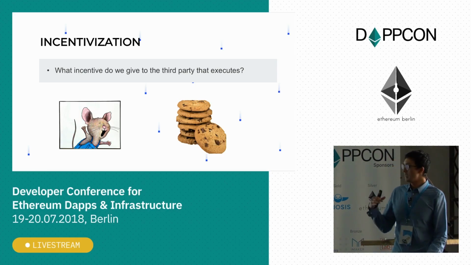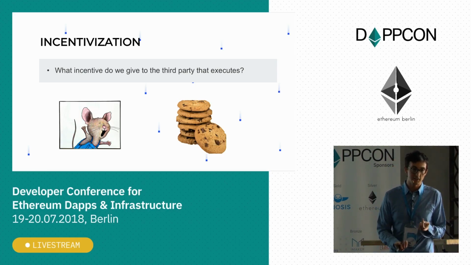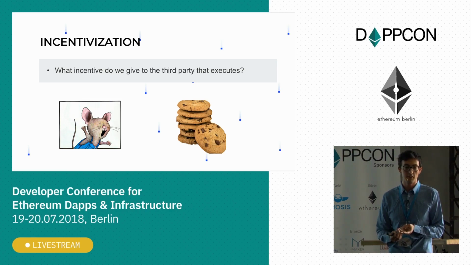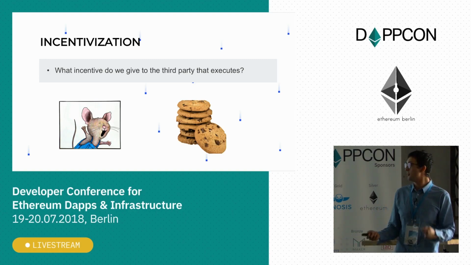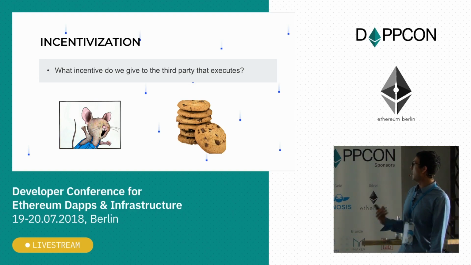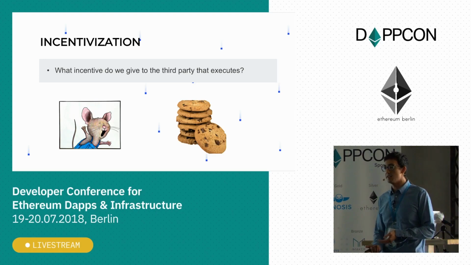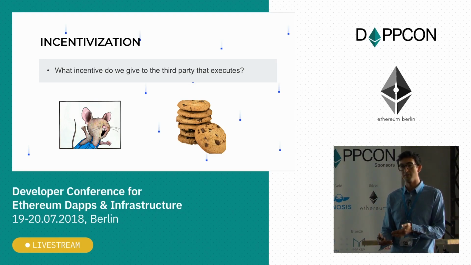So incentive can be Ether, tokens, or it might be more intangible things, such as a dApp that wants new users might execute the transactions on new users' behalf because it'll help out with their growth rate, for example. But the main idea is that there needs to be some kind of incentive in place.